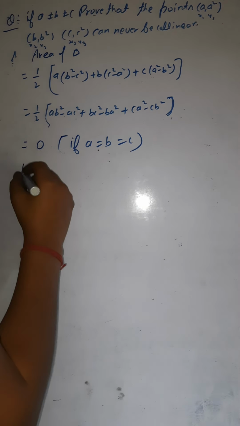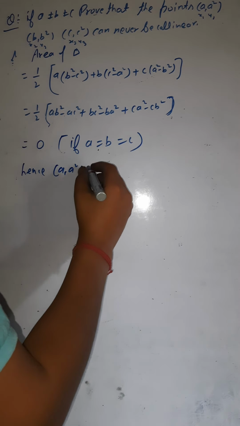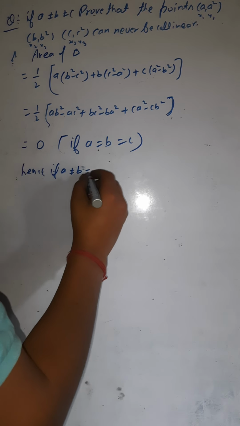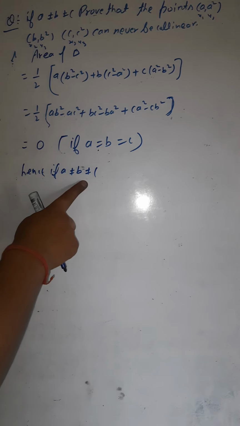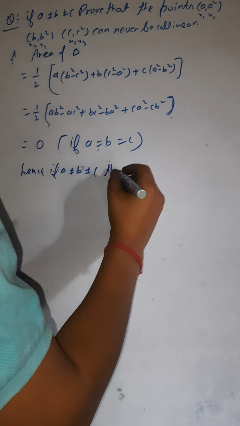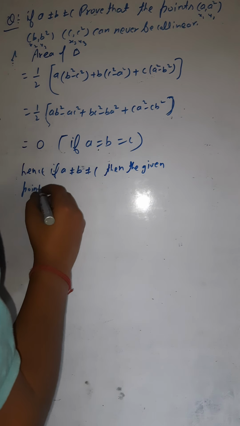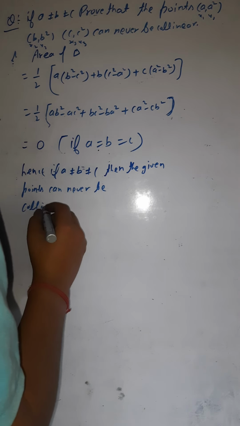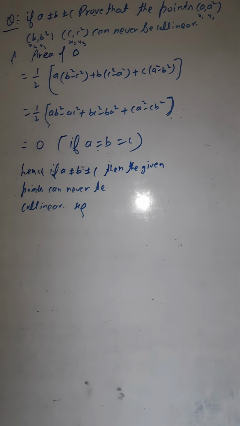So hence you can say, hence if a is not equal to b is not equal to c, this condition is satisfied here, so this would not become 0 and these points are not collinear. Hence if this condition is satisfied, then the given points can never be collinear. Hence proved. This you have to prove. We have proved this. So note it down.